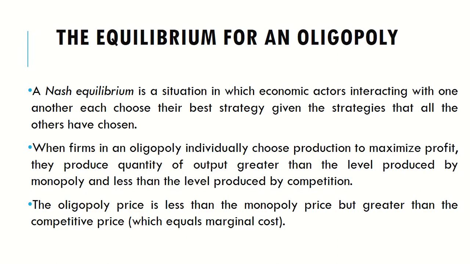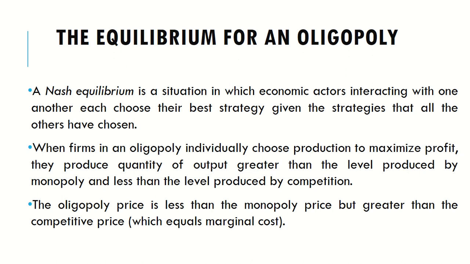This is the second part of the lecture. In the previous part, we discussed oligopoly in detail, and we also talked about the characteristics of oligopoly, and we did an example with the help of a table, and we discussed collusion and cartels as well.